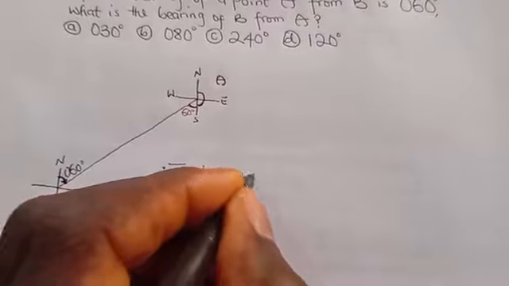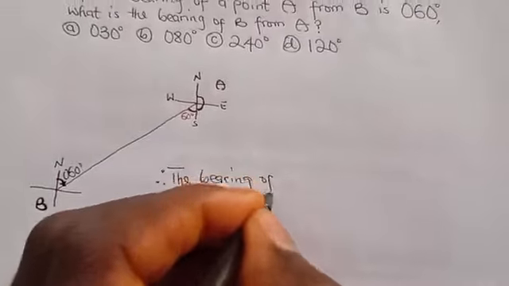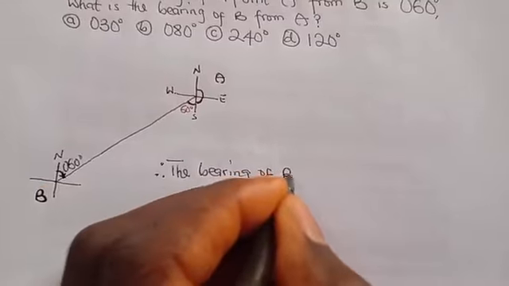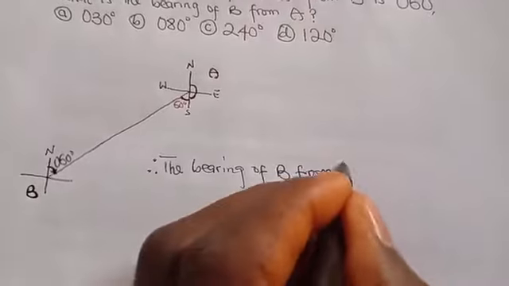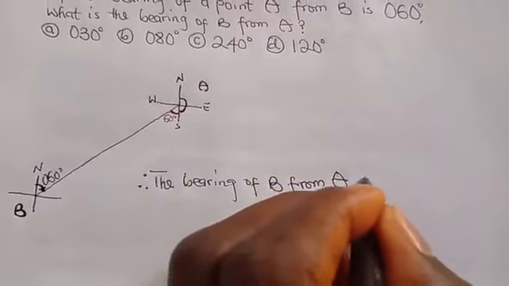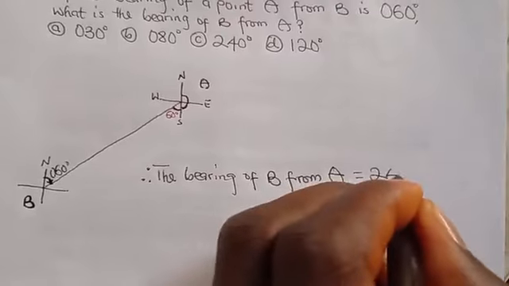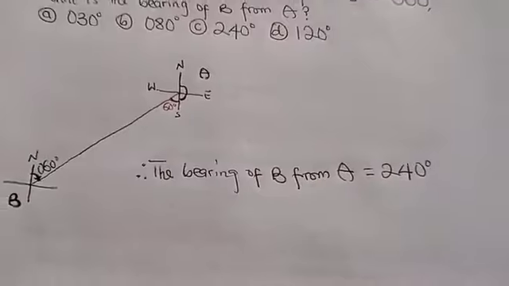That is the bearing of B from A is equal to 240 degrees.